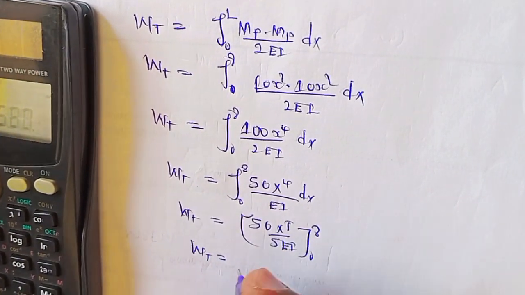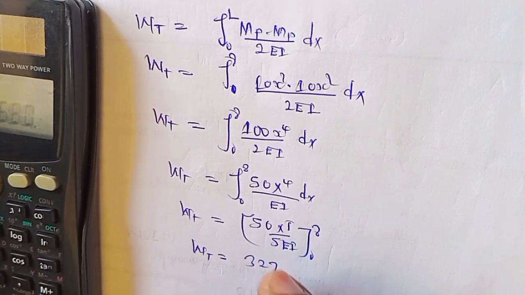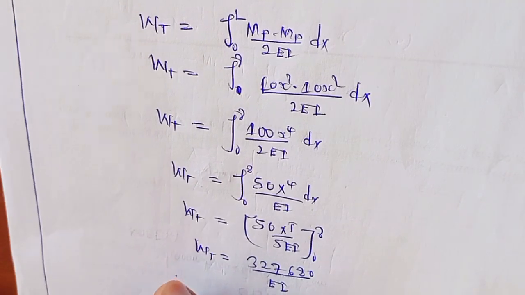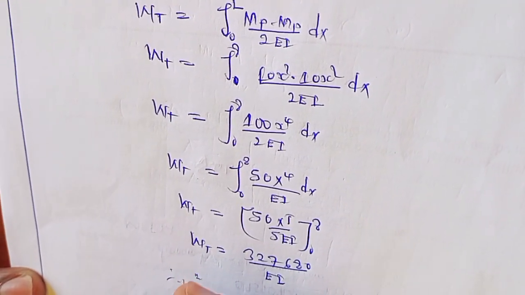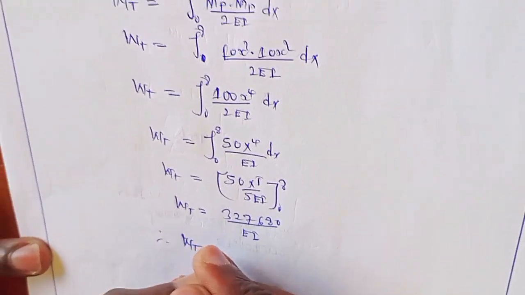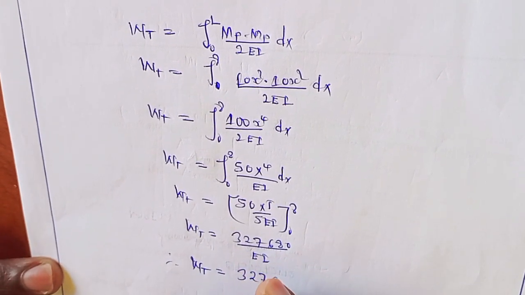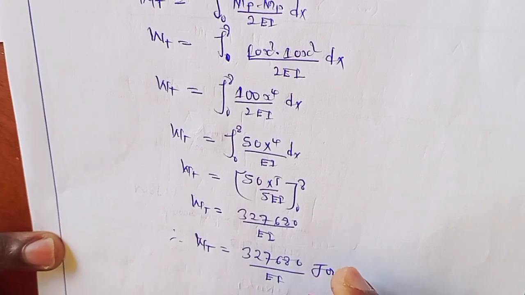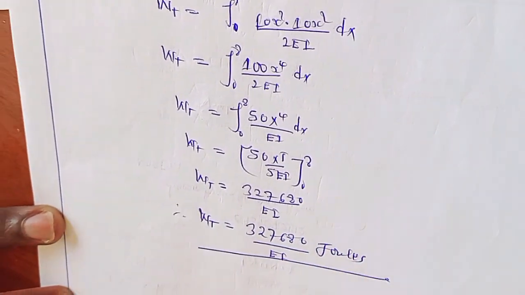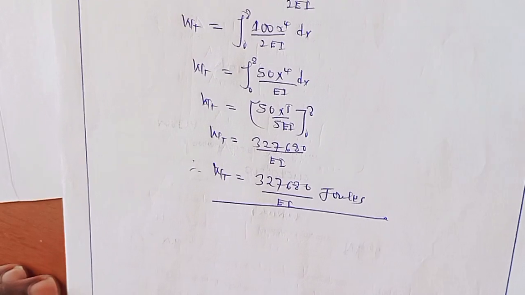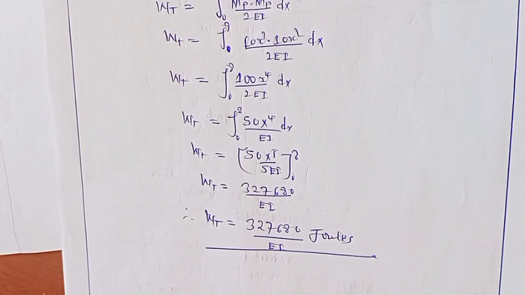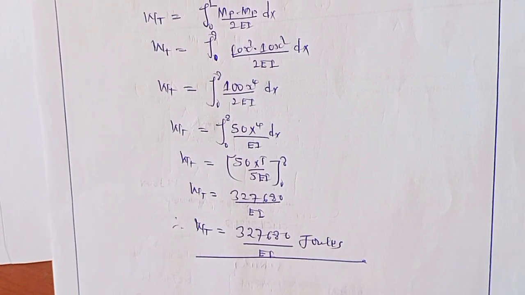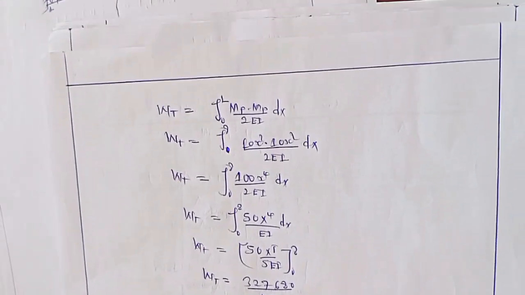From 0 to 8, the total energy will be 327,680 over EI. Therefore, the total energy of the system will be 327,680 over EI. This is in joules. Now we have calculated the deflection at point B, the total rotation at point B, and the total internal energy of the system.